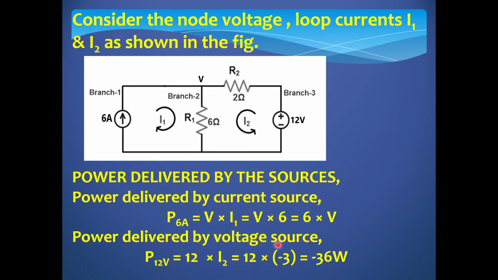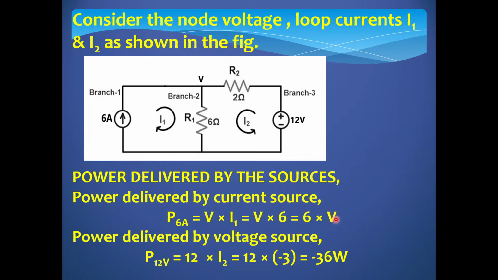Okay, so now power delivered by the voltage source. There is a voltage source here. What is the power delivered by the voltage source? V into I. What is I in this branch? Branch 3 current is I2 current. What is I2 current? Minus 3. So 12 into I2, 12 into minus 3. You will get minus 36 watts.